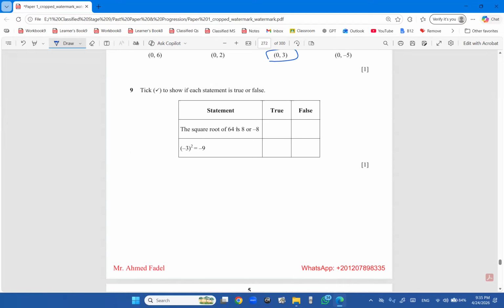The square root of 64 is 8 or negative 8. True. While negative 3 squared is negative 9. False, because it's negative 3 times negative 3, which is positive 9.